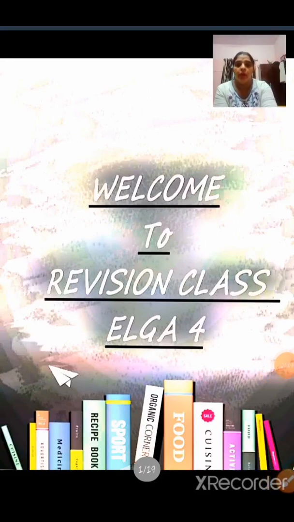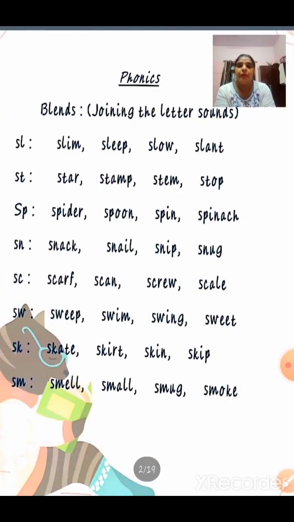So today in phonics section we will revise about blends. Blending means joining the letter sounds. So in your online classes in unit 3 you have learnt about many different blends and we will take a revision of them. So the first blending sound is sl. So with the sl blending sound we can make different words.